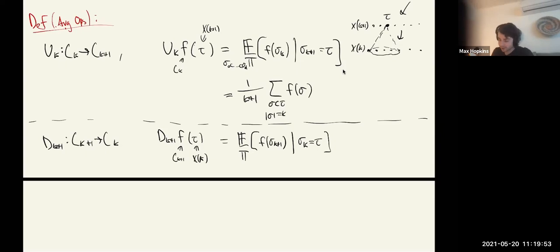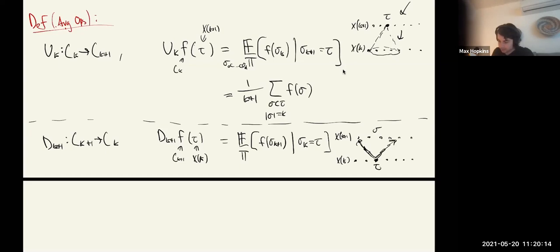So let's look at our diagram again, where this is level X(k), and here's tau. Here's X(k+1). What are we doing now? Well, now we're looking up in the diagram.